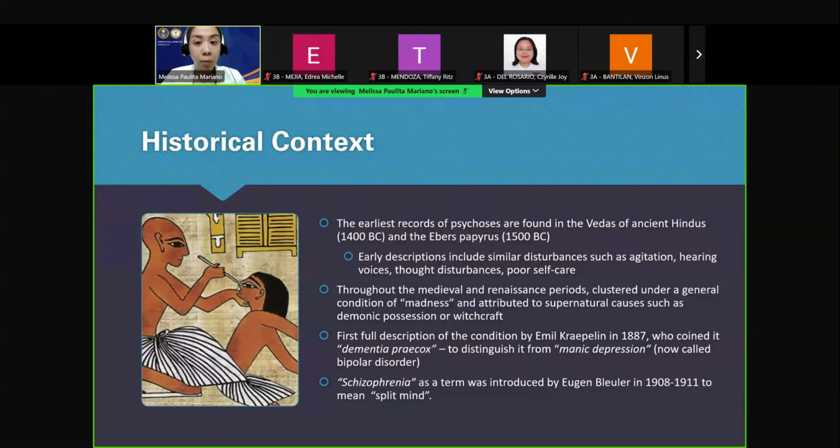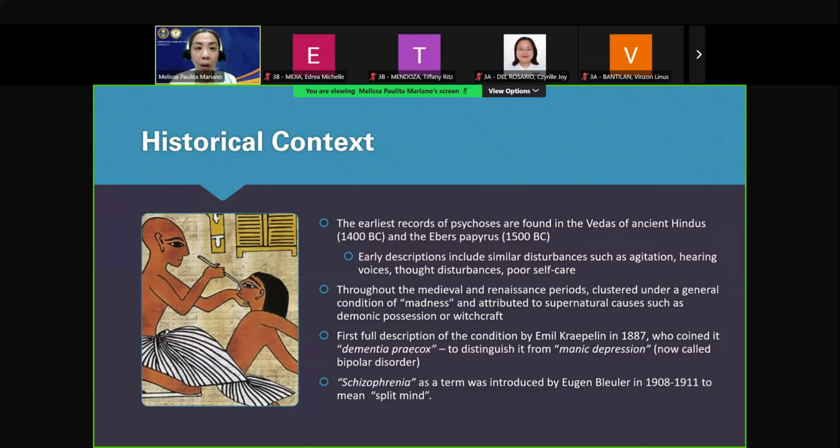Historically, the earliest records of psychosis are going to be found in the Vedas of the ancient Hindus, that's in India, and the Ebers Papyrus, that's in Egypt. And both of them will have early descriptions that will include agitation, hearing voices, thought disturbances, and poor self-care.